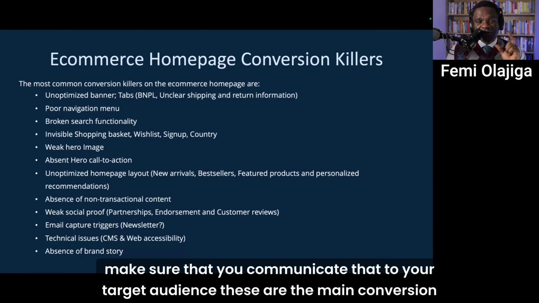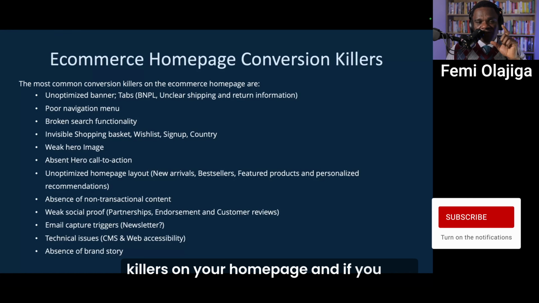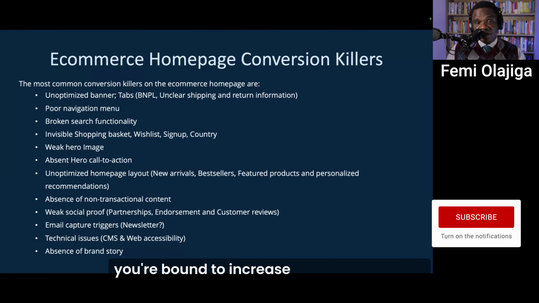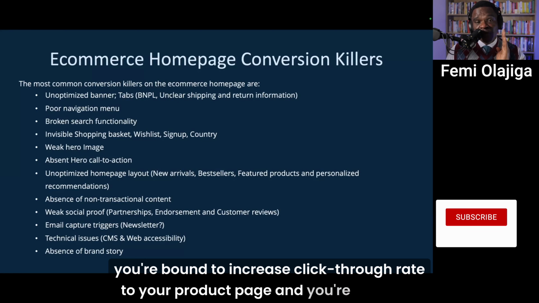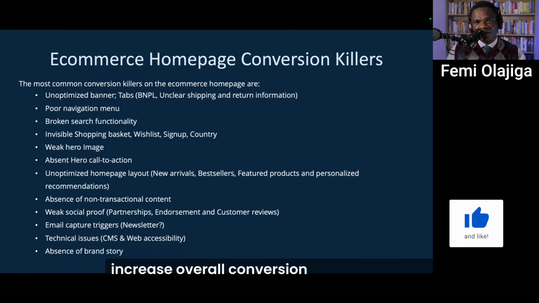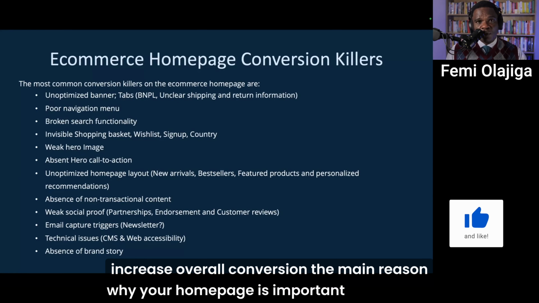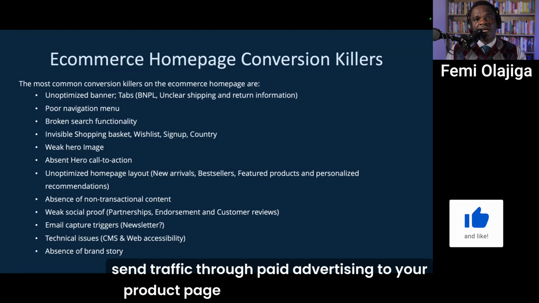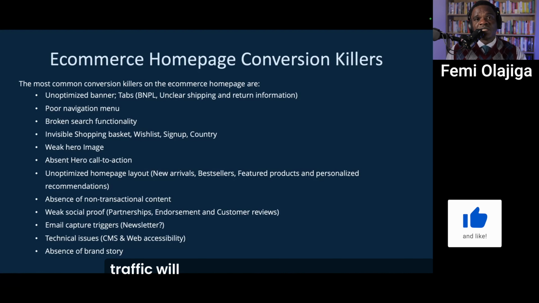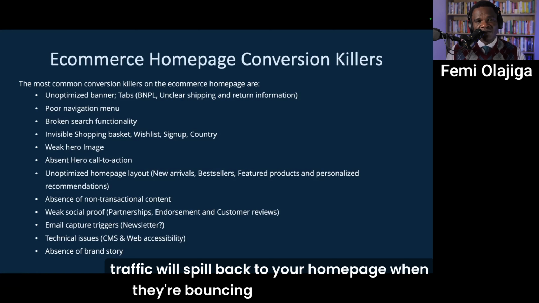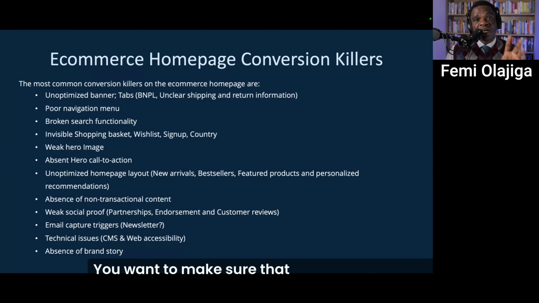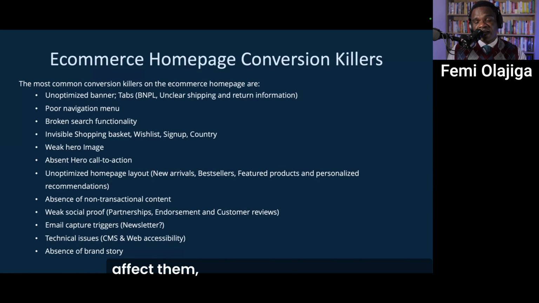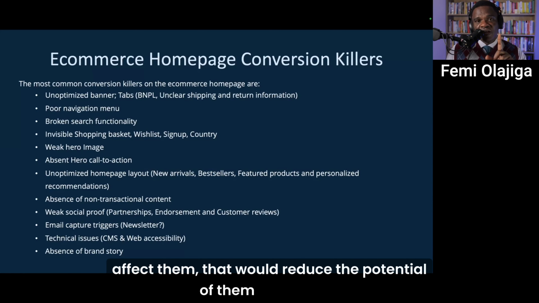These are the main conversion killers on your homepage. And if you pay attention to all of them and fix them, you're bound to increase the click-through rate to your product page, and you're bound to increase overall conversion. The main reason your homepage is important is that when you send traffic through paid advertising to your product page, sometimes that traffic will spill back to your homepage when they're bouncing around your website. You want to make sure that your homepage does not have any conversion killer that would reduce the potential of them converting.